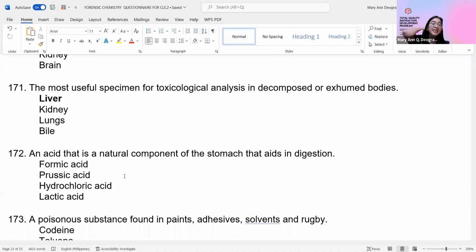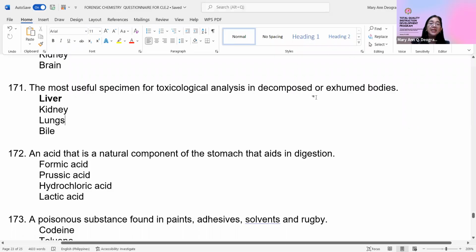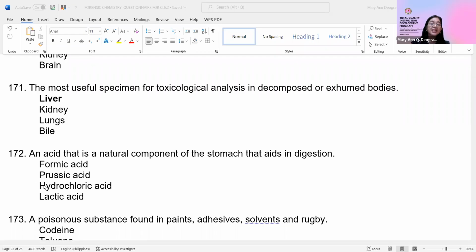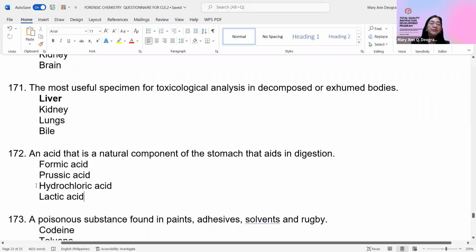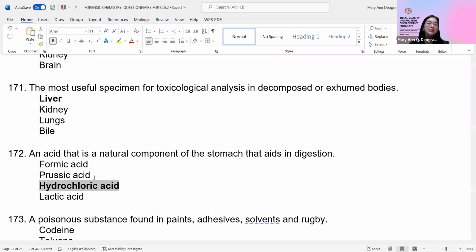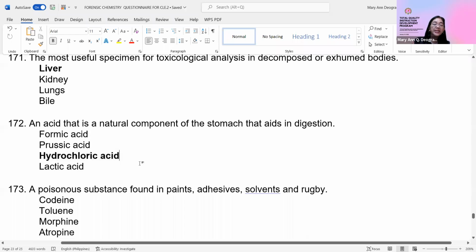An acid that is a natural component of the stomach that aids in digestion. Alin dyan? Is it formic, prussic, hydrochloric, lactic? Okay, hydrochloric acid class, no? So, there is a small amount of hydrochloric acid in our stomach that aids in digestion. Ang lactic acid sa milk yan. Prussic acid yan yung sting ng ants and spiders. Okay, yung formic naman organic na yun eh.